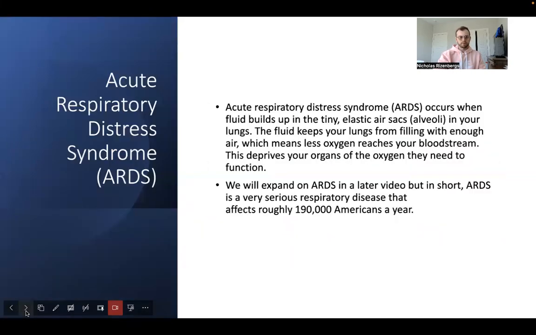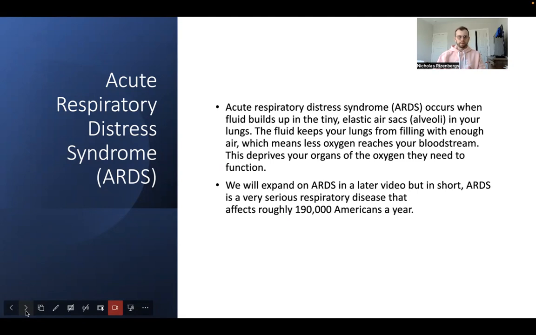So acute respiratory distress syndrome, ARDS, is better known as what we'll talk about. It occurs when fluid builds up in the tiny elastic air sacs, alveoli, in your lungs. The fluid keeps the lungs from filling with enough air, which means less oxygen reaches your bloodstream. This deprives your organs of the oxygen they need to function.